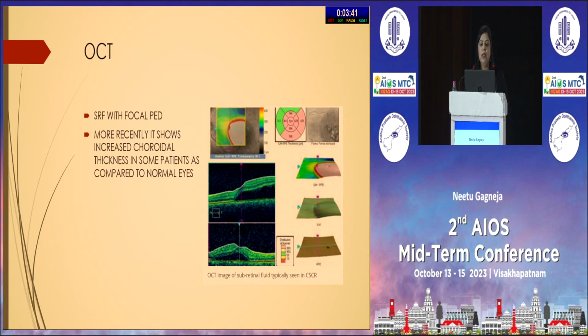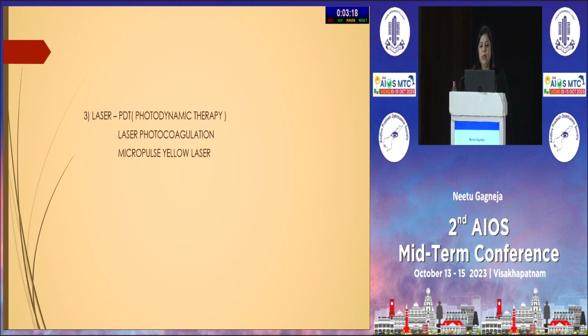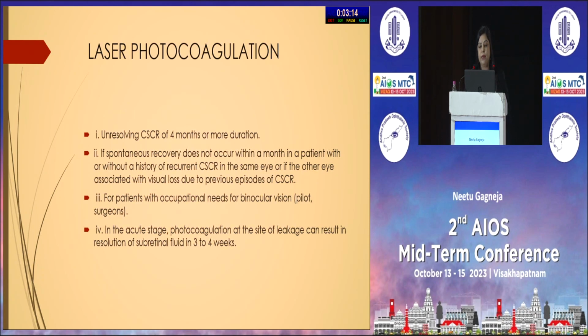The most common is the smokestack pattern, and the second one is the ink blot pattern. This is the OCT of what we see in CSCR, with the subretinal fluid and the focal PED. More recently, it shows increased choroidal thickness in some patients as compared to normal eyes. Coming to the treatment: observation, lifestyle modification, which can lead to spontaneous resolution, medical treatment, oral antisteroid therapy or anxiolytics, and lasers, PDT, low fluence PDT or micropulse yellow laser.